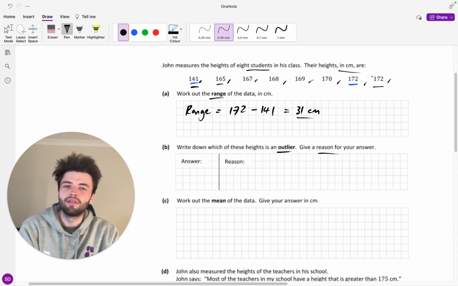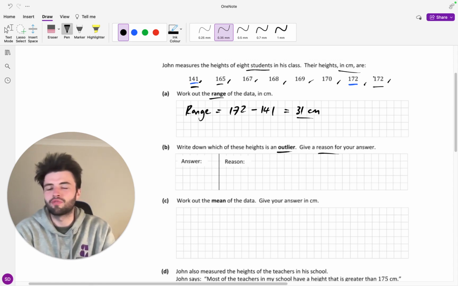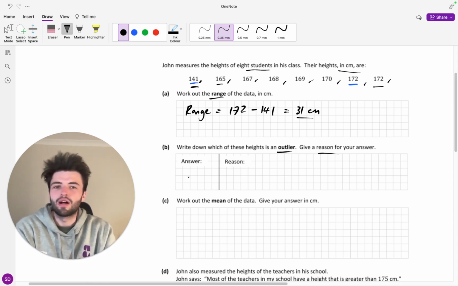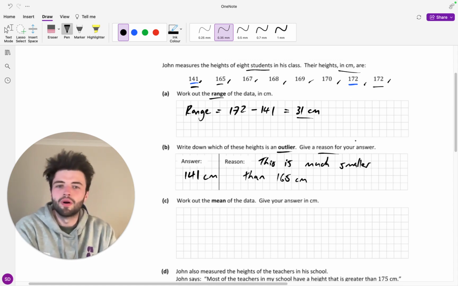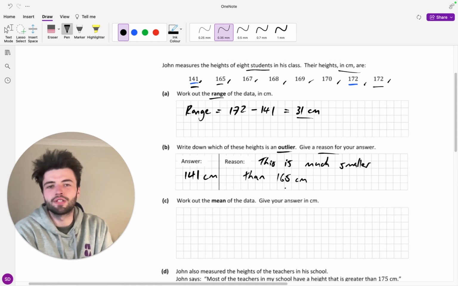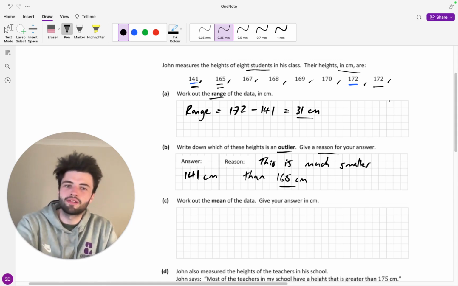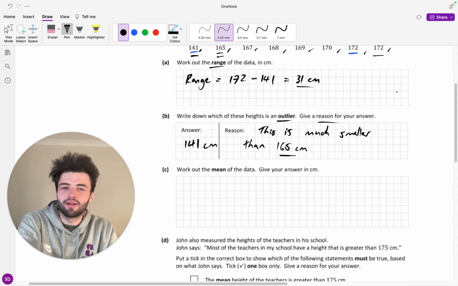When you're looking for outliers, basically look for a number which is very different from the rest of the numbers. In this case, it's going to be 141. So our answer is simply 141. And the reason is that this is much smaller than 165 centimeters. I chose 165 because that's the second smallest one. That's basically going to get you full marks, if you write down the right answer and also put down why, and reference the fact that it's way outside the range of the rest of the values if it was taken away.